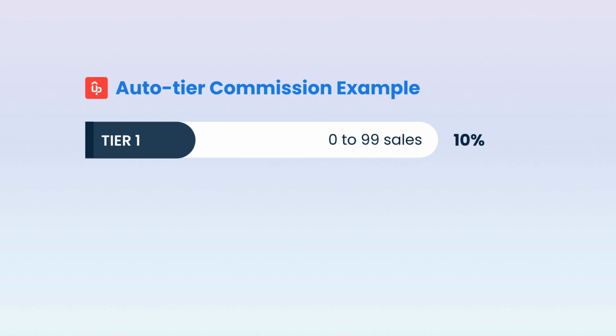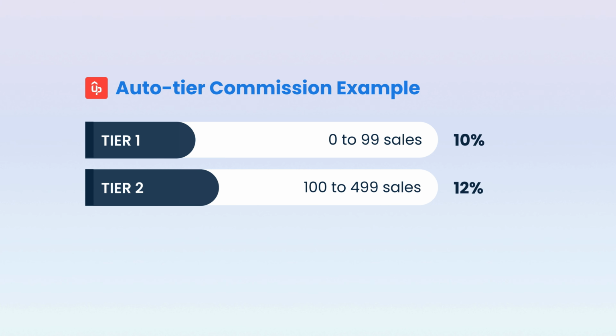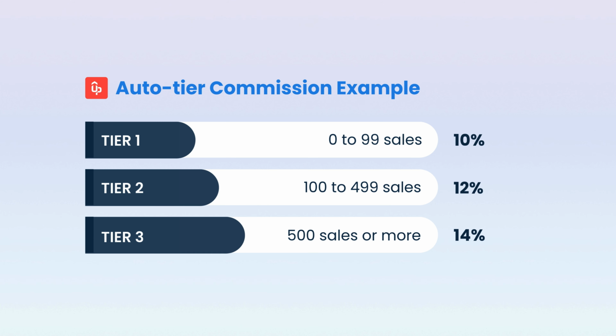Tier 1. For affiliates with 0 to 99 sales, they'll earn a 10% commission. Tier 2. Affiliates with 100 to 499 sales will get a 12% commission. Tier 3. Affiliates who hit 500 sales or more, they'll earn a 14% commission.